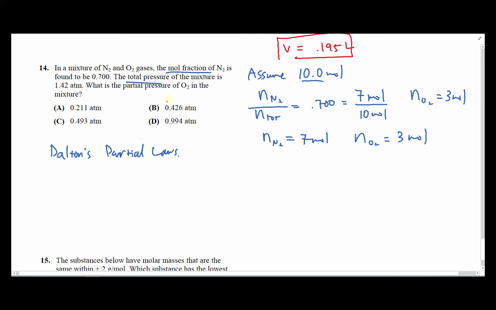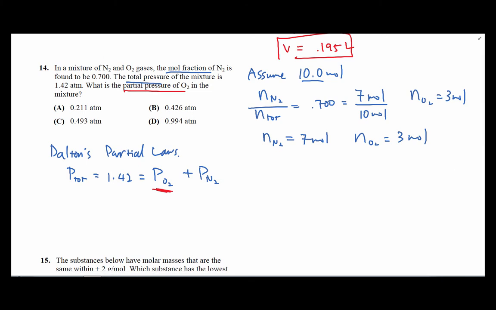In other words, you can add all the partial pressures and they add up to a total pressure. So P total is 1.42. That's because the partial pressure of the oxygen and the partial pressure of the nitrogen were added. Okay, we have to find the partial pressure of oxygen. So this is what we really need, not that.